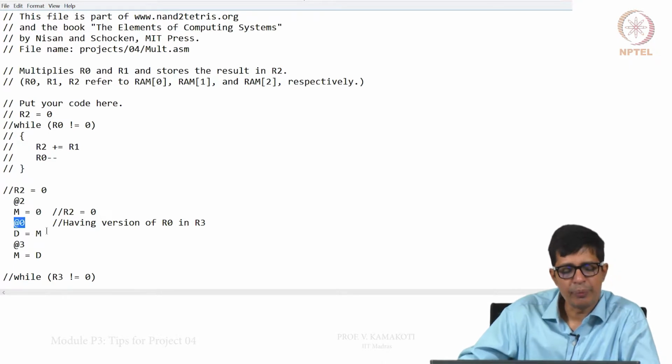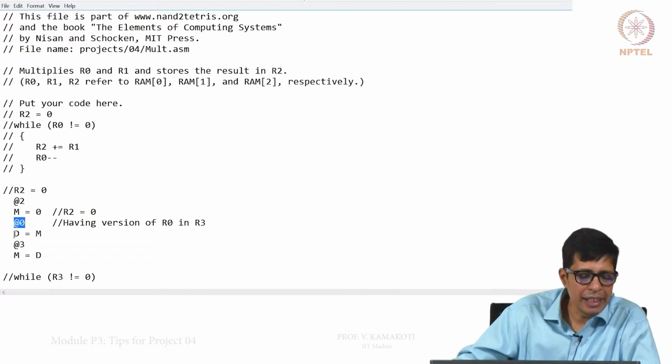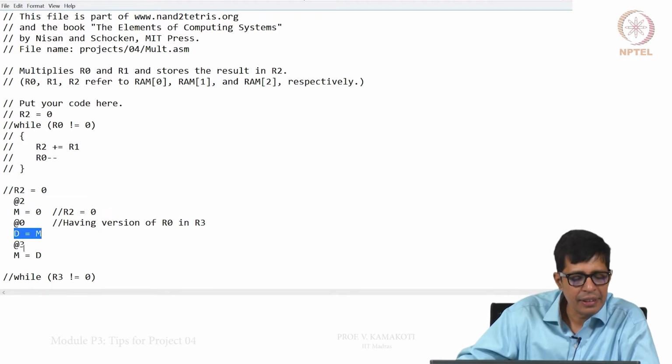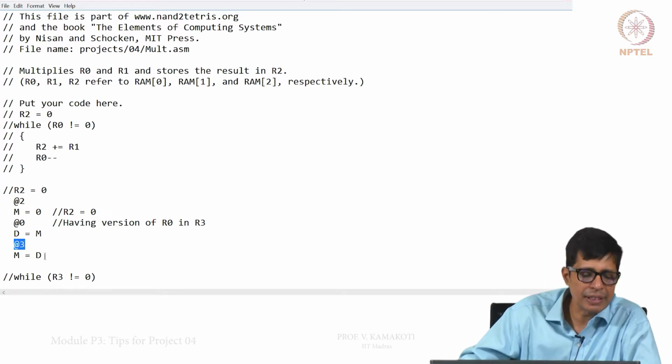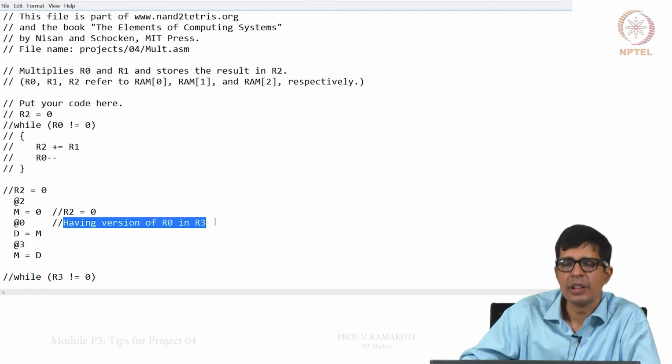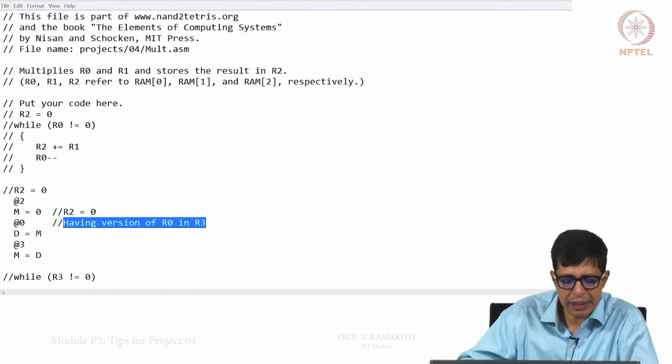Now, at 0, what is stored in R0? A is stored in R0. Now, D equal to M means D equal to M of 0. So, D gets the value of A. At 3, the register A gets the value 3. When I say M equal to D, what is the address now? 3 is the address. So, M of 3 will get D, that means R3 now gets the value of A. So, I am copying the value of A into R3. This is what precisely we have done here.